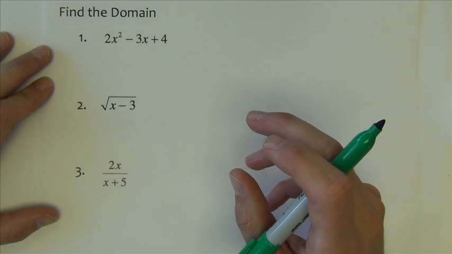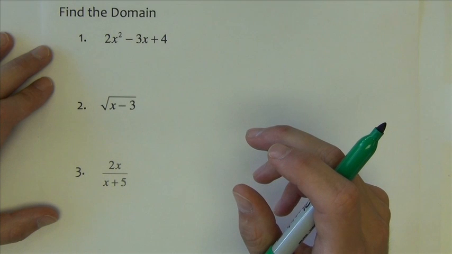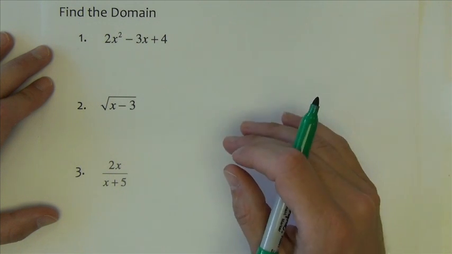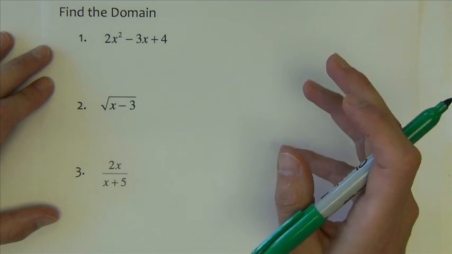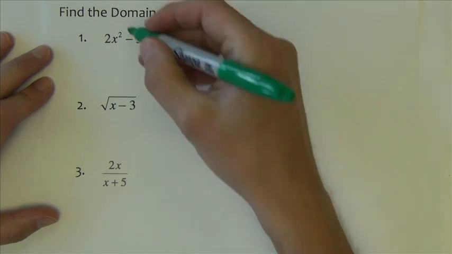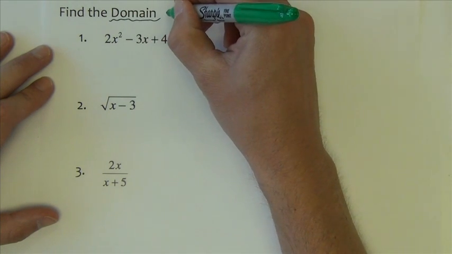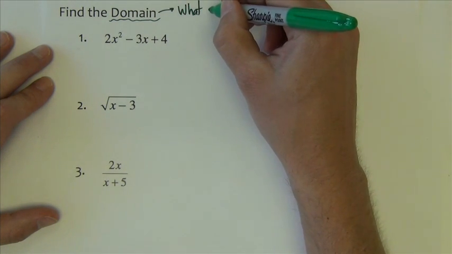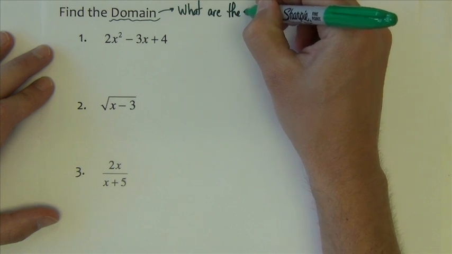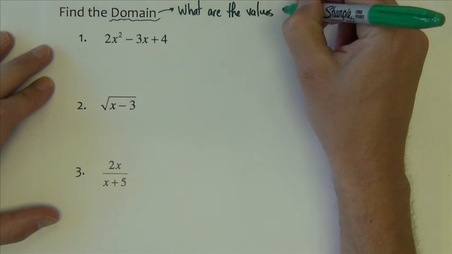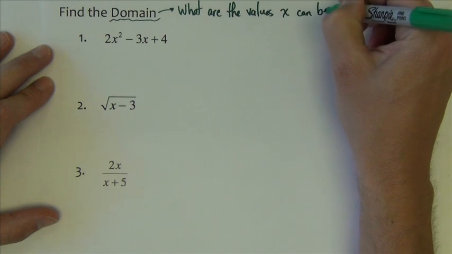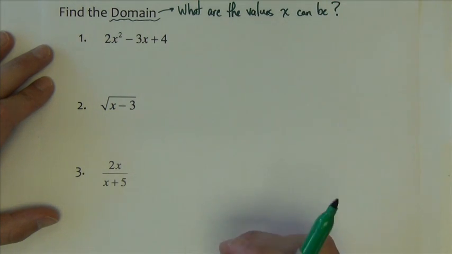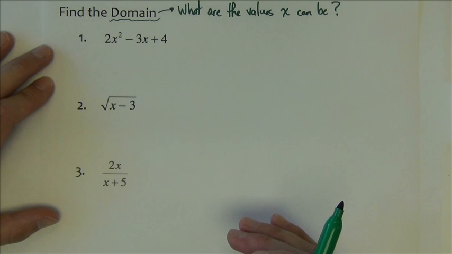First, let's look at how we determine the domain of an algebraic expression, as this will ultimately lead to finding the domain of functions later on. When we talk about domain, we really mean what are the values x can be. And oftentimes we answer that question by determining, are there any values that x cannot be? And then we just throw away those values.